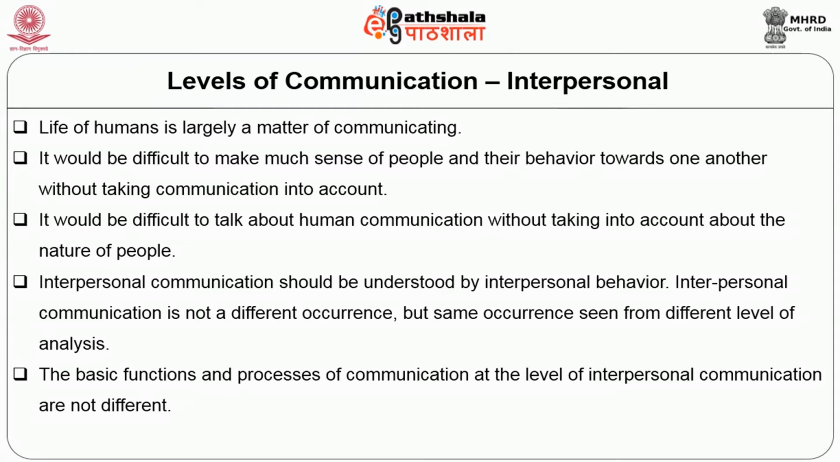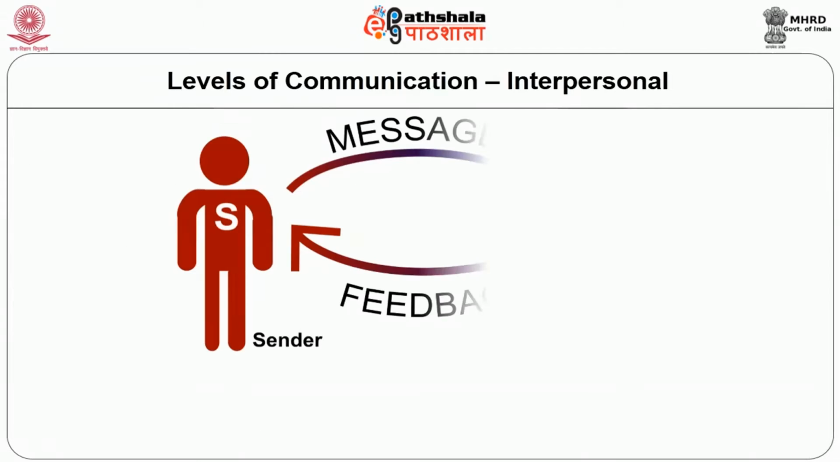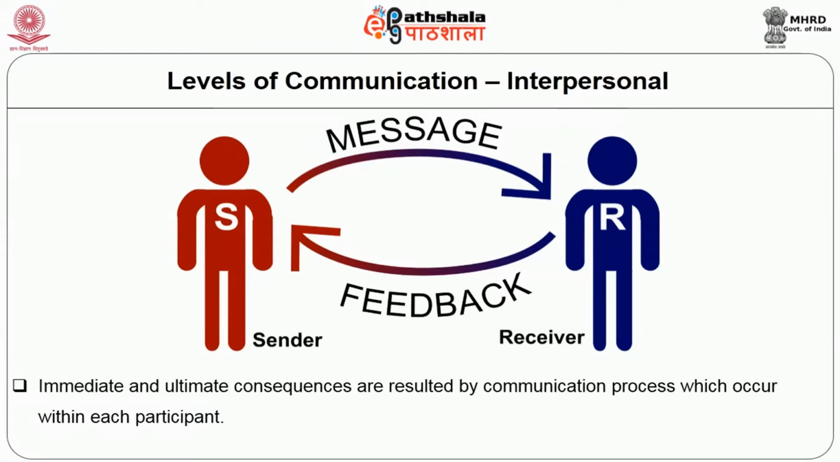People are a part of our environment. However, people bring expectations to their interpersonal encounters. They also bring expectations about their other's expectations. These expectations continuously influence their communication behavior towards each other and their response to each other. Thus, interpersonal communication may be seen as a process of reciprocal regulation and control. Interpersonal communication is thus an attempt on the part of at least one of the participants to establish, maintain, exploit, or alter some relationship with the other, either by adjusting himself to the other or by trying to adjust the other to him in some way. Thus, immediate and ultimate consequences result from the communication processes which occur within each participant.